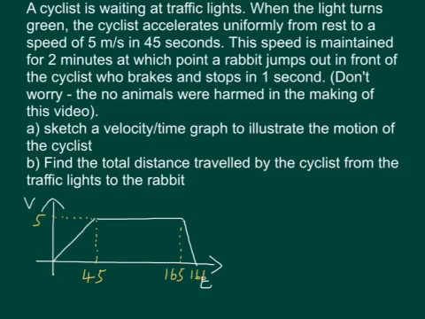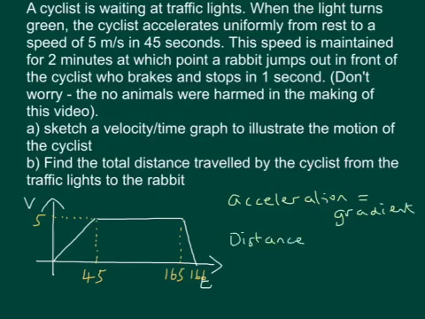Now in a velocity time graph, the acceleration is equal to the gradient, and the total distance travelled is equal to the area under the graph. So in this case we're not asked about acceleration, we're just asked about distance. So the distance is the total area under the graph.